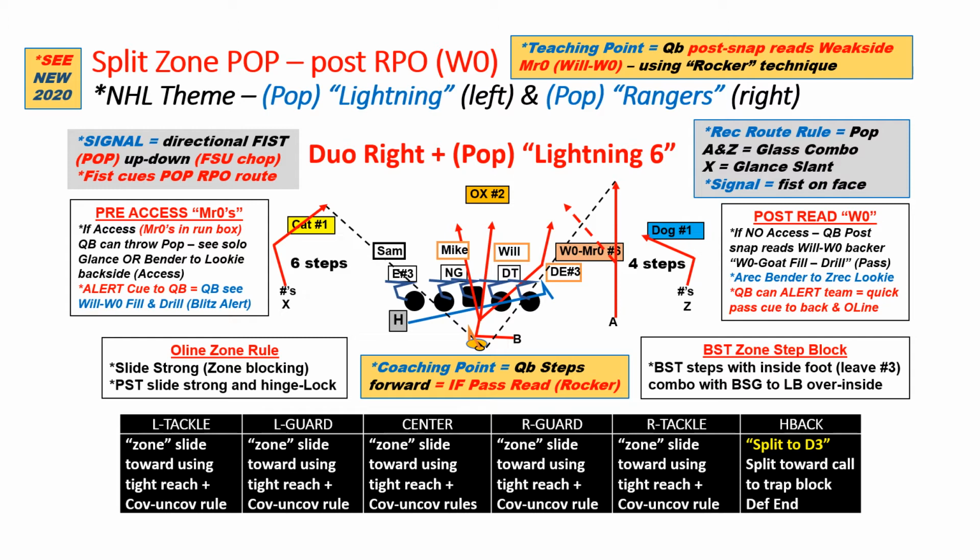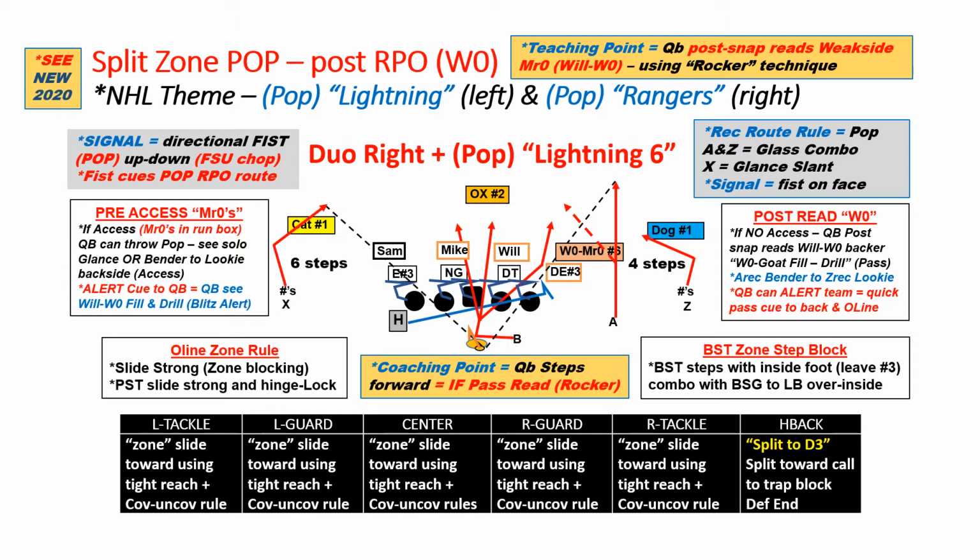So to change this up from the bubble version of split zone to the pop version, the offensive coordinator signal is the directional fist going up and down versus the FSU chop with the hand vertical. That fist action changes it to a pop or second level split zone RPO. We still use the same verbiage of lightning to the left and rangers to the right, so that it keeps it simple for the offensive line. The signal cues the difference on the back end for the routes and the read key.